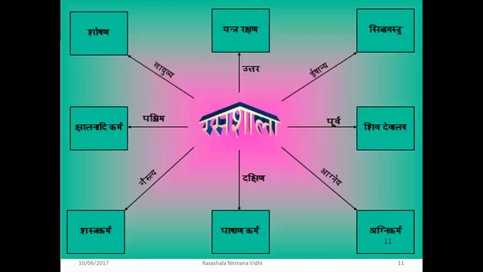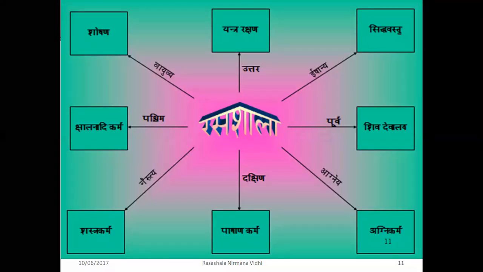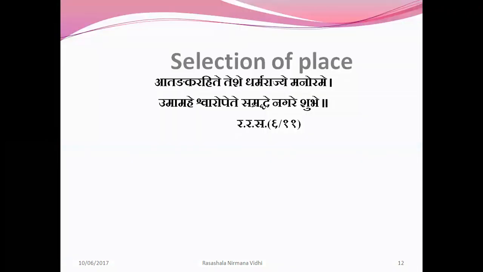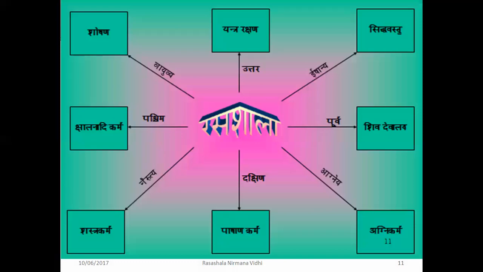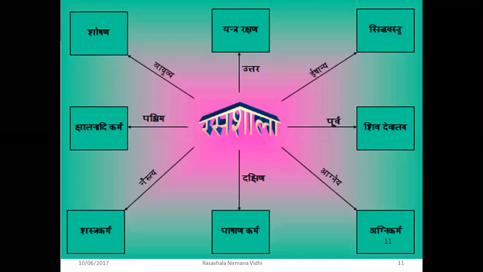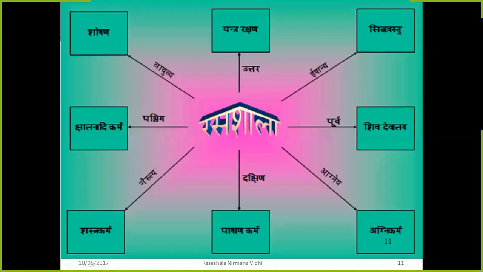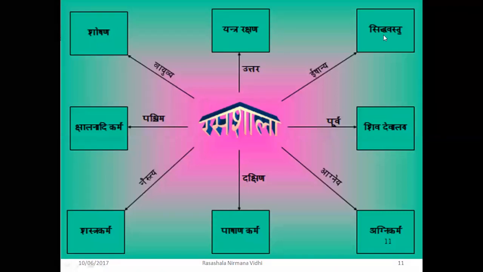So let us see Rasashala Karma Vibhaga. Rasashala Karma Vibhaga means the arrangement of the Rasashala according to Disha. As we concentrate on Vastu Shastra before constructing the house, in the same way in Rasashala also, we need to focus on these points. Arrangement of the Rasashala, that is Rasashala Karma Vibhaga according to Disha. The reference shloka is Rasaratna Samuchaya 7th chapter, 3rd shloka.